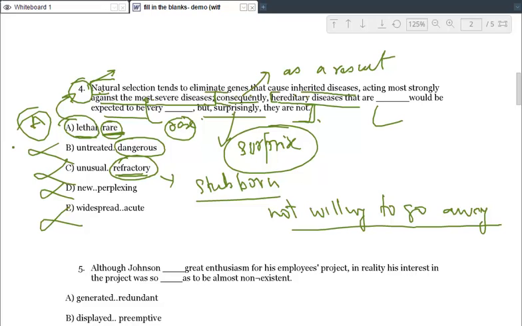People, are you following me? Yes or no? Perplexing means confusing. It doesn't match with the sentence. People, you must know the meaning of the sentence.